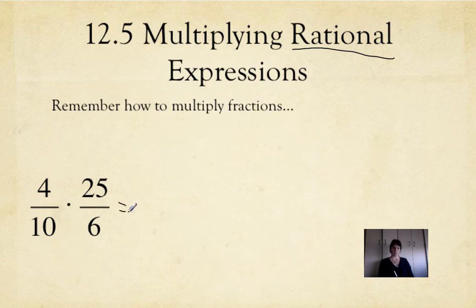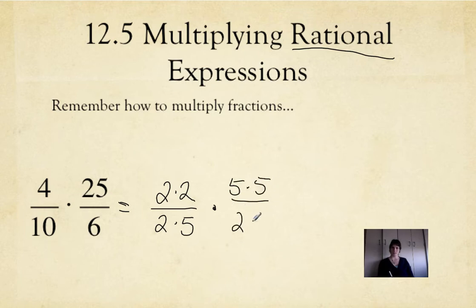I know you do this differently now, but when you first started these, you started by saying, okay, 4, that's really 2 times 2, over 10. That's really 2 times 5. Times 25 is 5 times 5. And 6 is 2 times 3. And then you started looking for things that you could simplify. This is where that whole up and down diagonal stuff comes in.